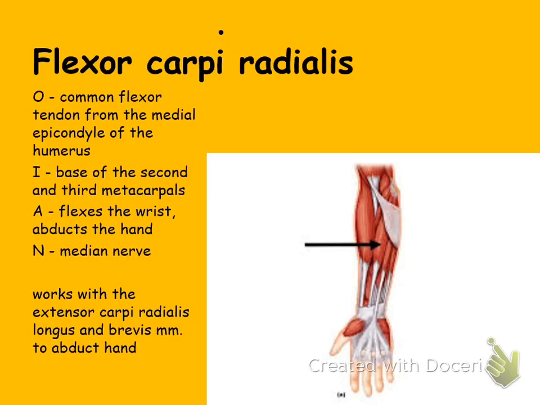So the flexor carpi radialis. Flexion would be this way, grabbing. Flexor carpi radialis originates on the common flexor tendon and the medial epicondyle. All the flexors will attach on the medial epicondyle. Then we have the muscle belly, then a long tendon that goes down to the carpals by the radius, the base of the 2nd and 3rd metacarpals. It flexes the wrist and abducts the hand. So in the anatomical position, it flexes and abducts the hand this way.